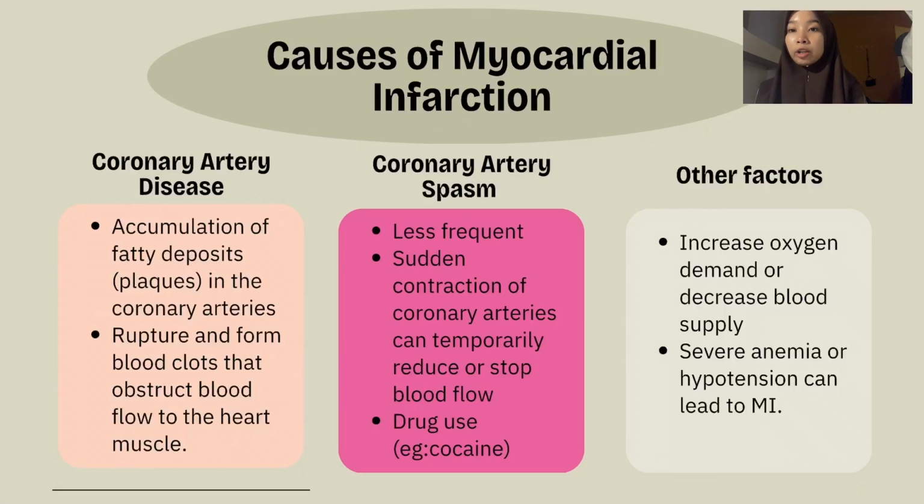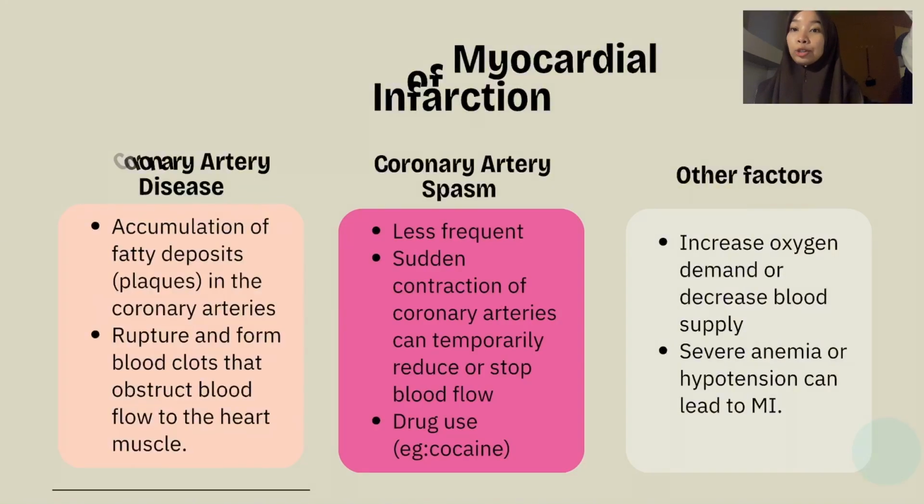Then we have coronary artery spasm, which is less frequent. It is a sudden contraction of the coronary arteries that can temporarily reduce or stop blood flow. This coronary artery spasm is caused by drug use, such as cocaine. And the other factors are due to increased oxygen demand or decreased blood supply because of severe anemia or hypotension. These can also lead to MI.